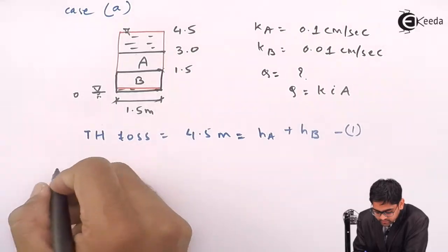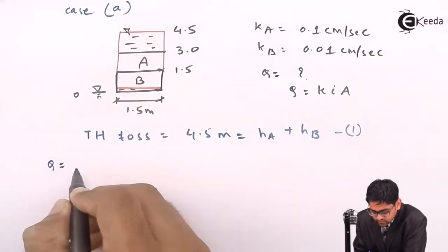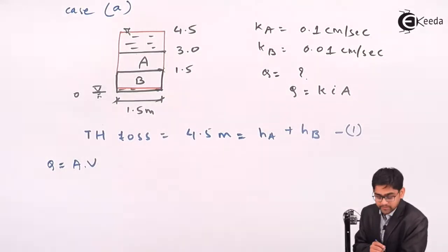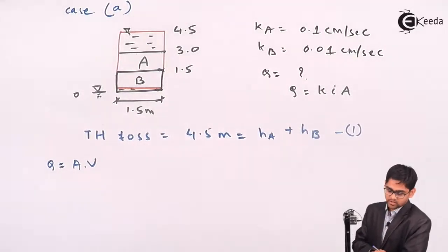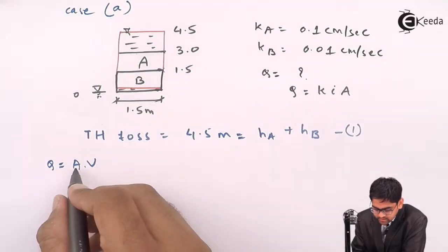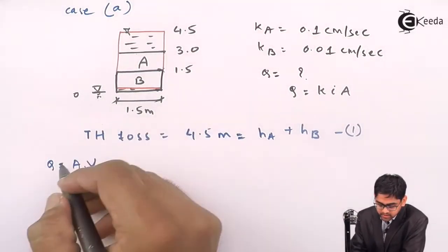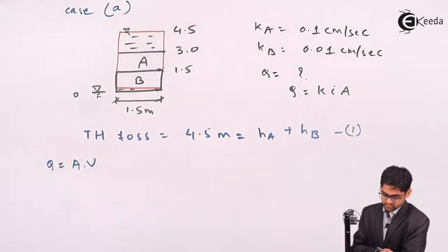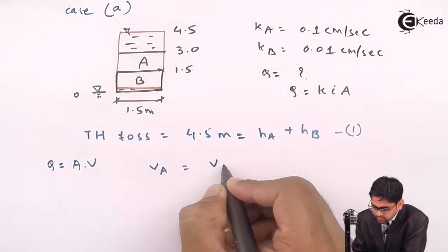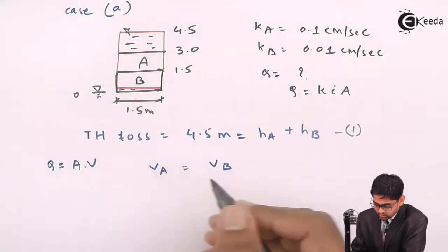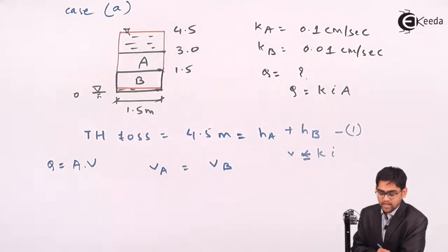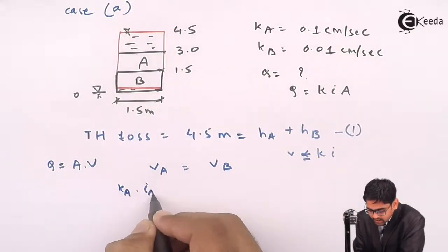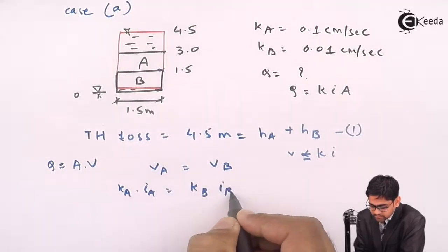But as we are aware, the flow rate is nothing but area into velocity. The area for soil A and soil B will remain the same. Therefore Q is directly proportional to velocity. And since the area is remaining constant, in order to keep the discharge constant, velocity will also remain constant. So therefore VA will be equal to VB. But obviously Darcy's law is valid in this case also. So V is directly proportional to the hydraulic gradient, and therefore V becomes equal to Ki. So Ka into Ia will become equal to Kb into Ib.